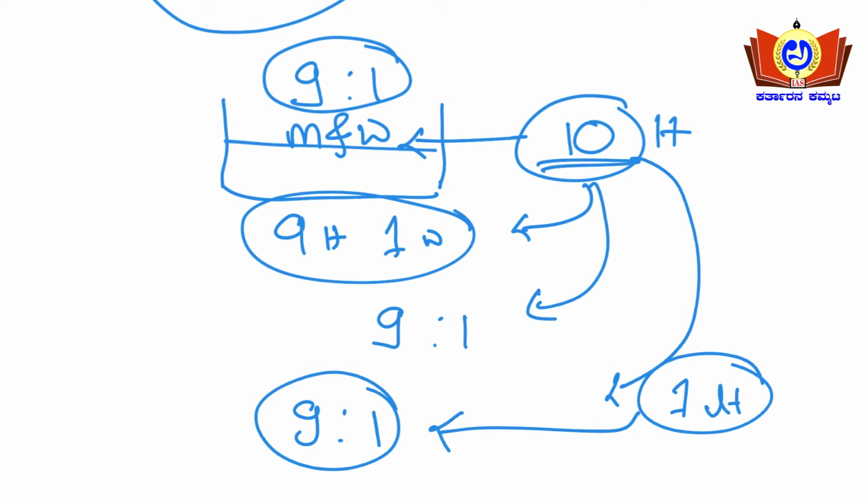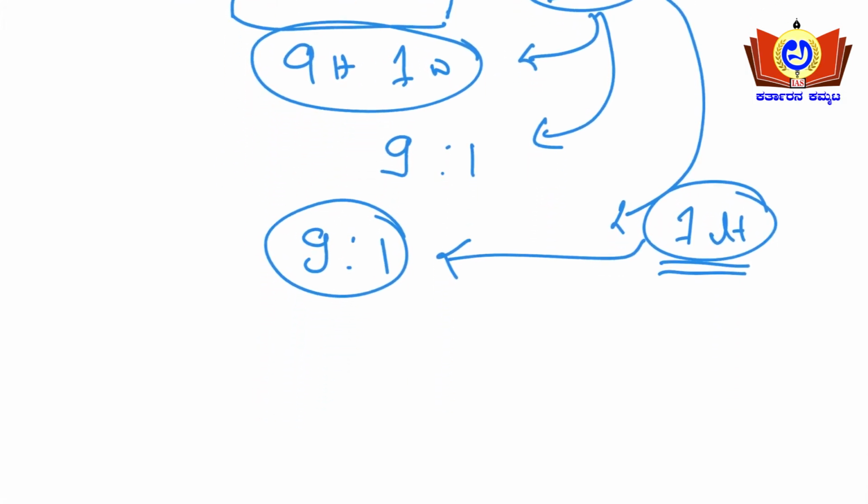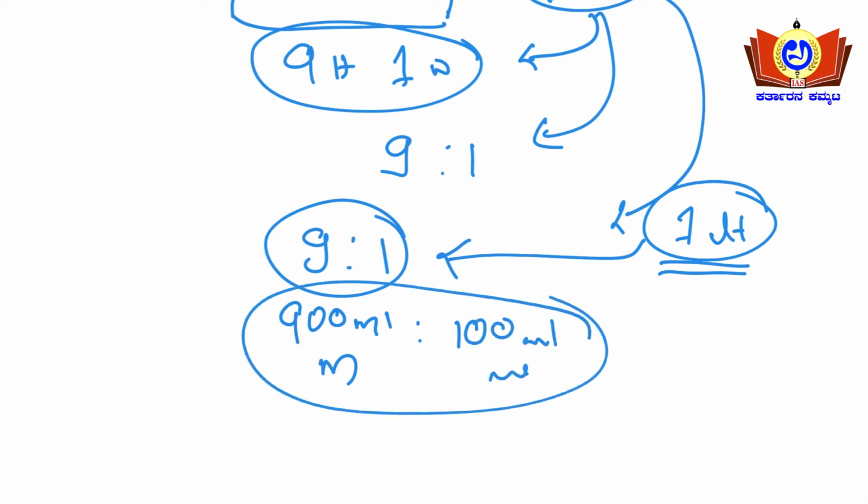There is 10 liters initially. In the 10 liters, 1 liter I am removing. So if in 10 liters the ratio of milk to water is 9:1, the same ratio will be there in the 1 liter of mixture which I have removed. So in 1 liter what is the ratio here? 9:1 means 900 ml of milk will be there and 100 ml of water will be there. See, this is the ratio here, right?